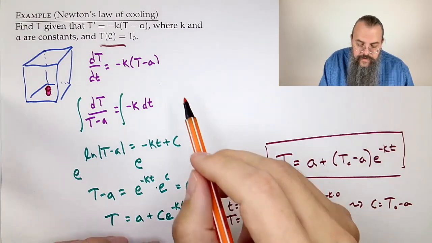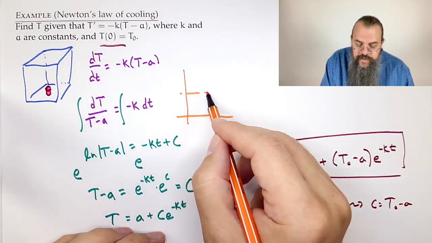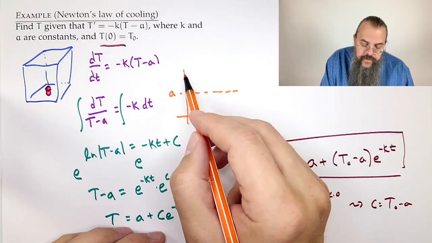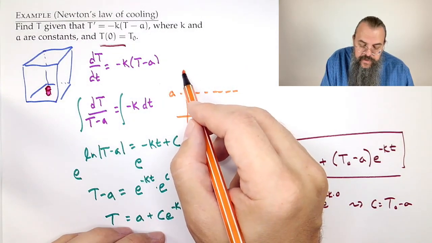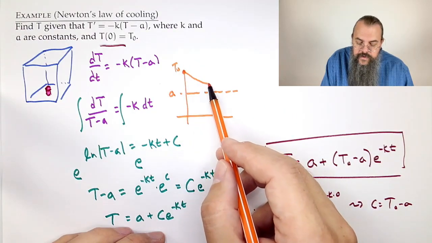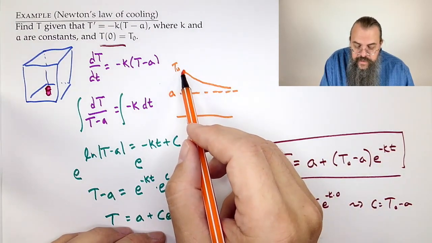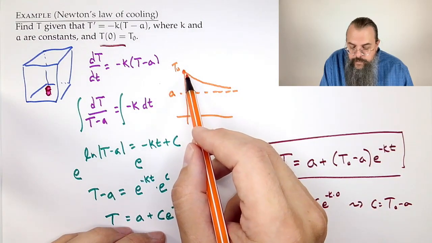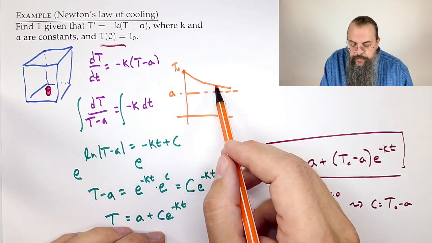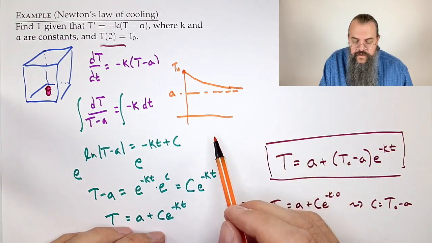If you graph this function, what do you see? Well, you see there's this ambient temperature. And now, if your temperature is above your ambient temperature initially, then it's going to start to go down. And it behaves like an exponential function. So, in other words, it will decrease most rapidly when there's a greater temperature change. So it's going down faster at the start, but then it starts to slowly approach the ambient temperature.